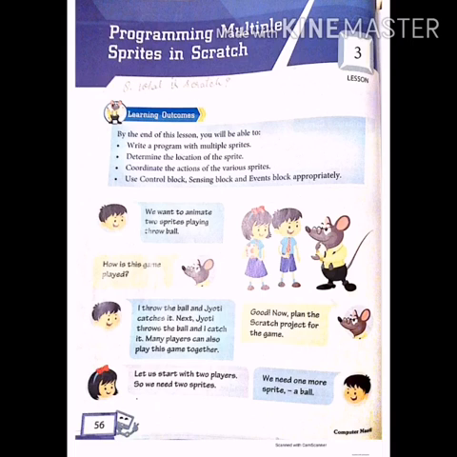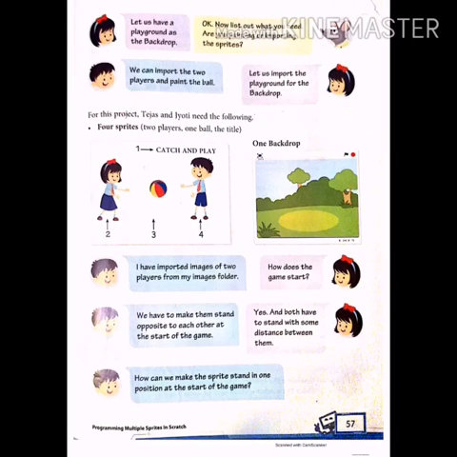Okay, now list out what you need. Are you painting or importing the sprites? We can import the two players and paint the ball. Let us import the playground for the backdrop. Four items: two players, one ball, and one backdrop. I have imported images of two players.